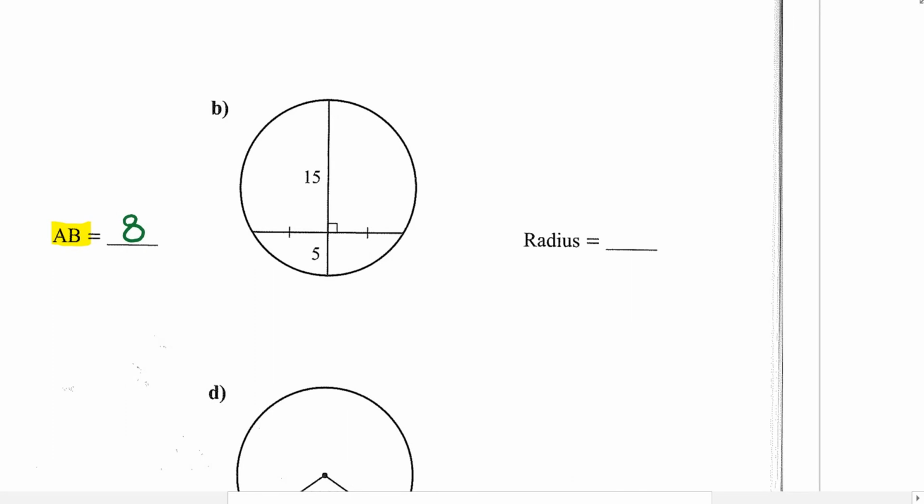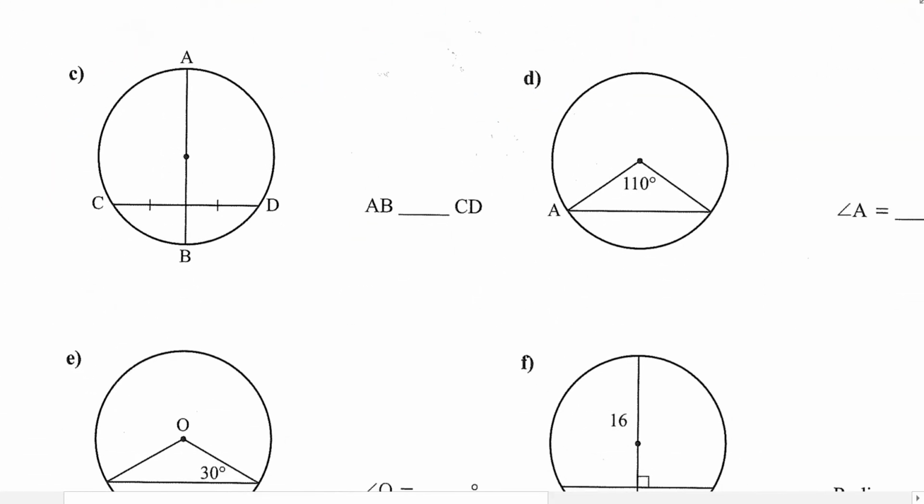For letter B, I need to find the radius. If I take a look at this length right here, that's 15, and this length right here is 5. So 15 plus 5 gives you a diameter of 20. If the diameter is 20, that means the radius has to be half of that, so the radius has to be 10. Okay, let's move on to the next one here, letter C.